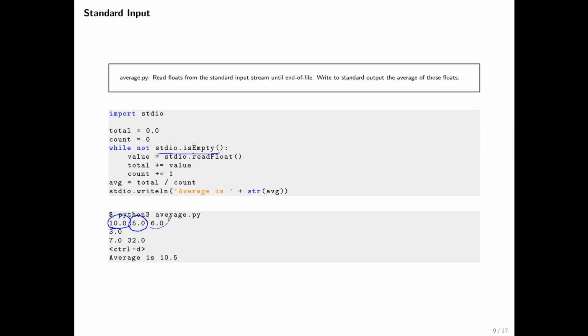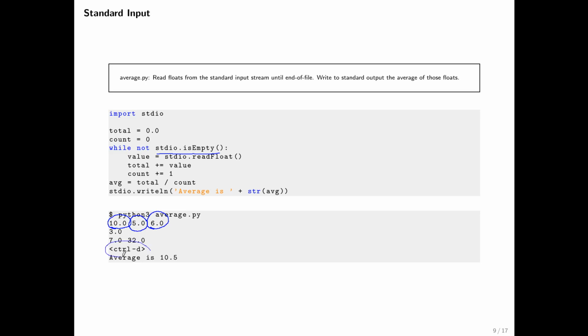the user types 6. So again, it is different from end of file, so that gets read in by readFloat, and it's assigned to value, and that value is now added to total, which is now 21. Okay. And then the user continues providing more numbers such as 3, 7, 32, and so on. And then finally, the user sends the end of file signal.